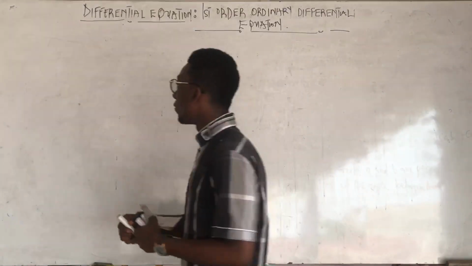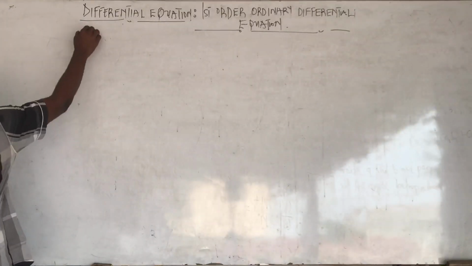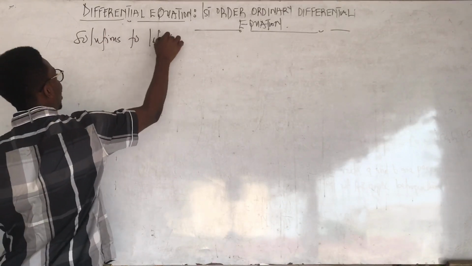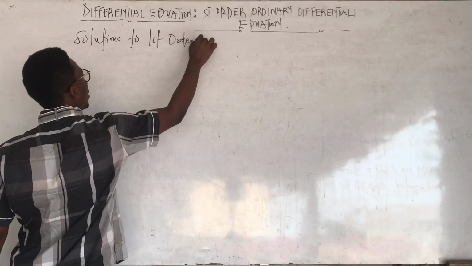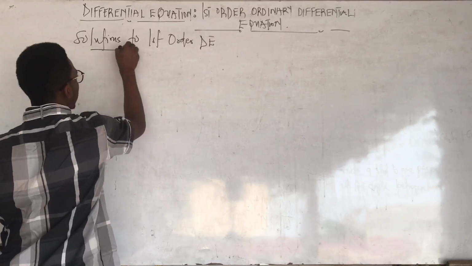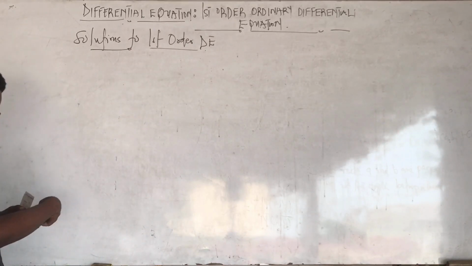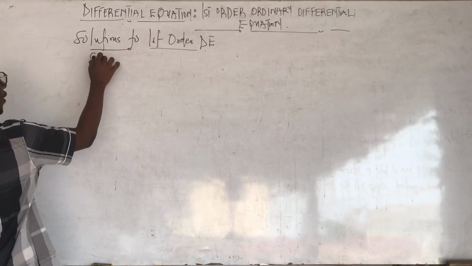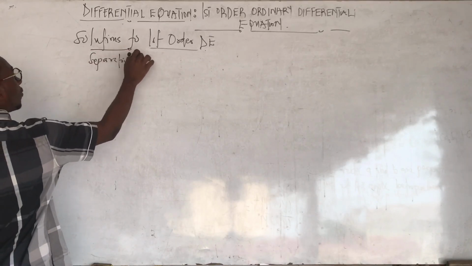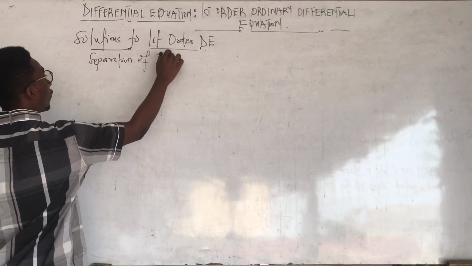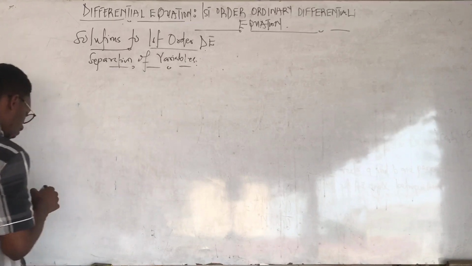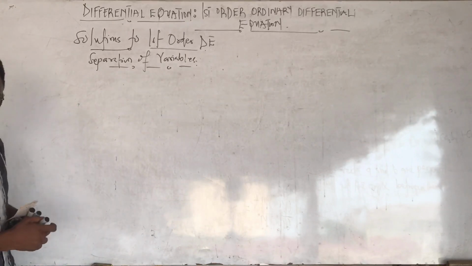All right. So now, the solutions to the first order differential equation. Okay, so now we are using the method of separation of variables. All right, so now, how do we do it?